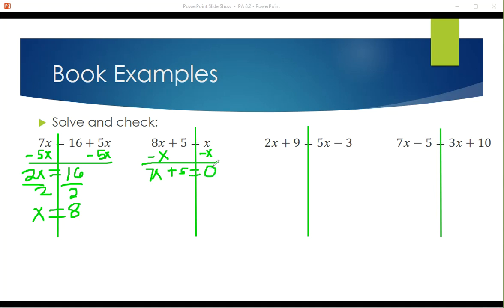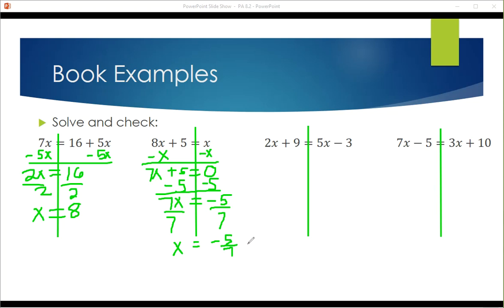And a lot of us begin to panic right here and do some weird things, but just keep following through your steps. I now want to move the 5 over here. I'm going to do that by subtracting. So I end up with 7x is equal to -5. Divide both sides by 7. Just leave it in fraction form. X is equal to -5/7.